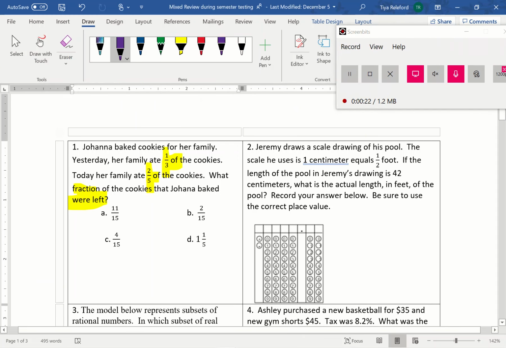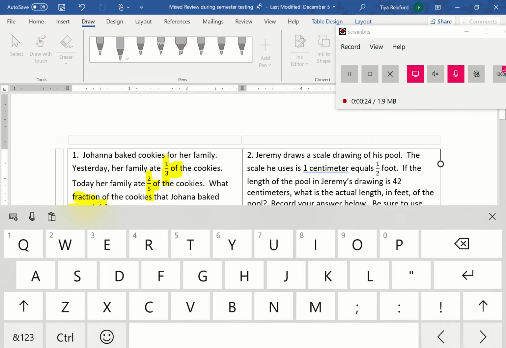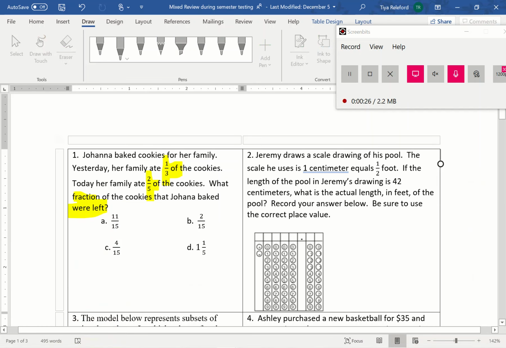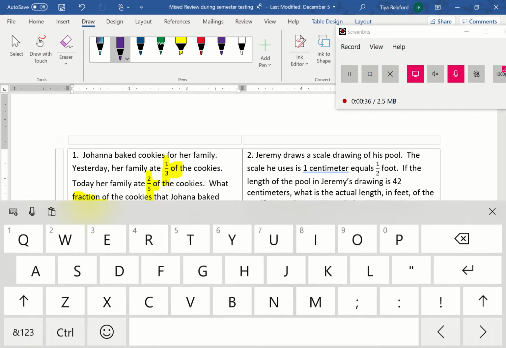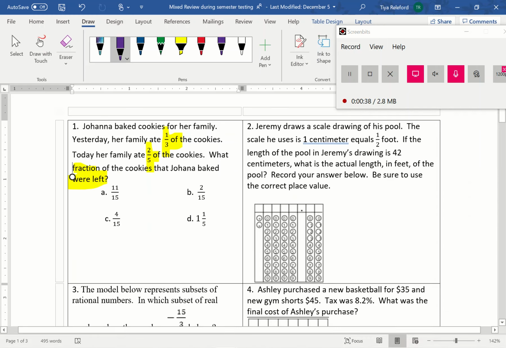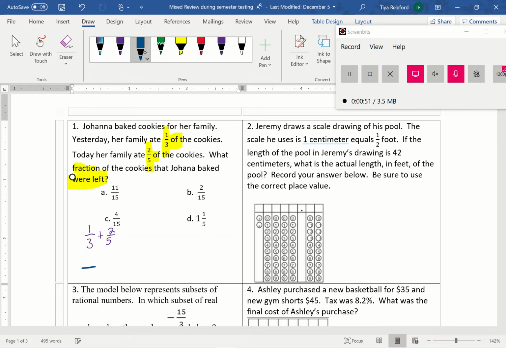So really, they're trying to see if you understand how fractions work and if you can add and subtract fractions. So first, you're going to have to add how many cookies altogether were eaten. So 1/3 of the cookies were eaten, and so you're going to have to rewrite these with the common denominator.